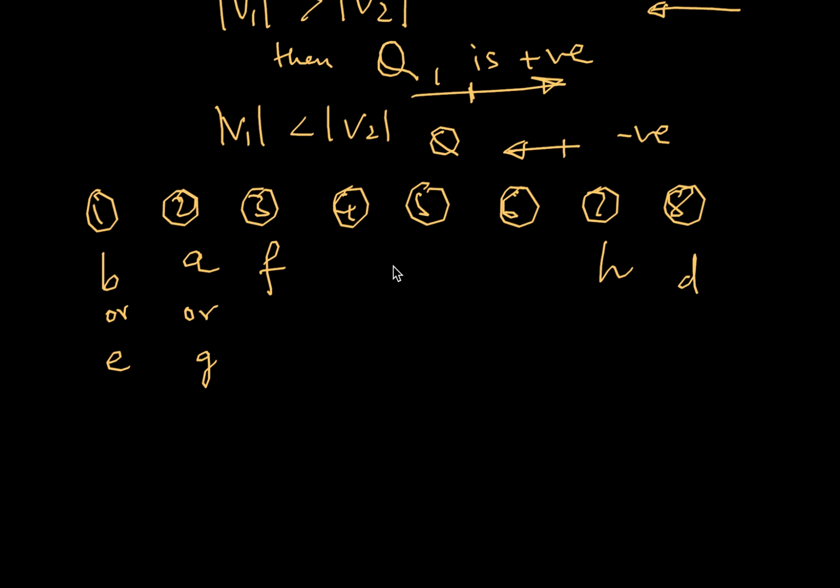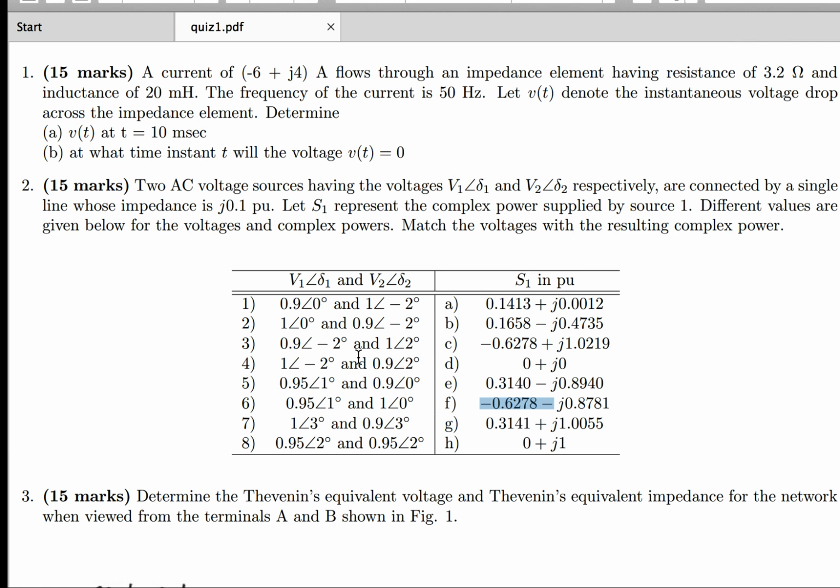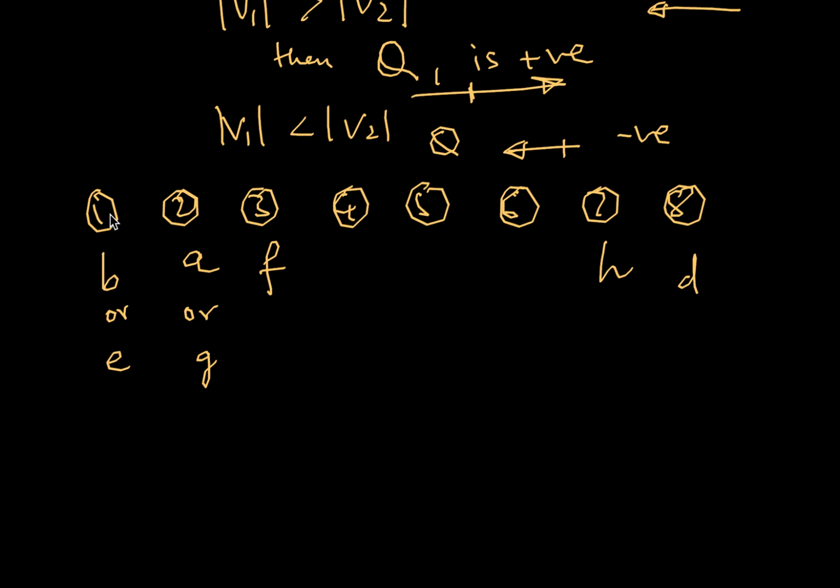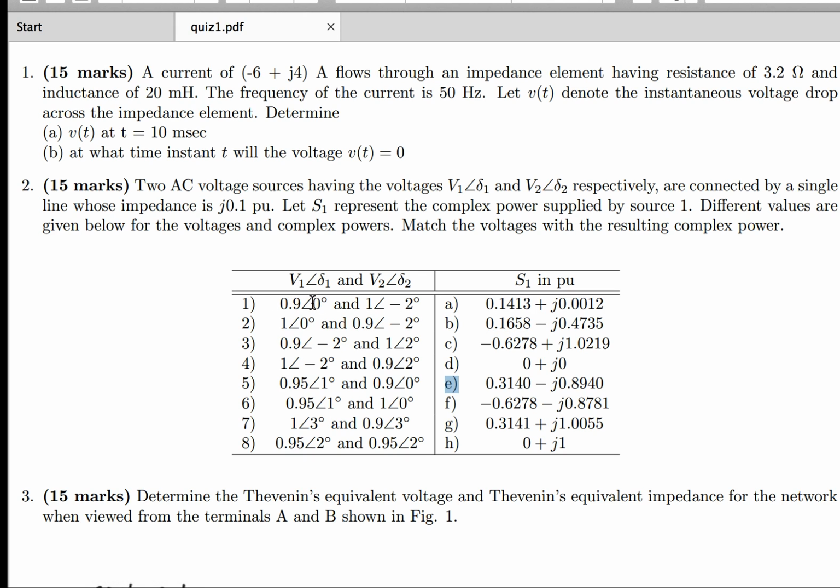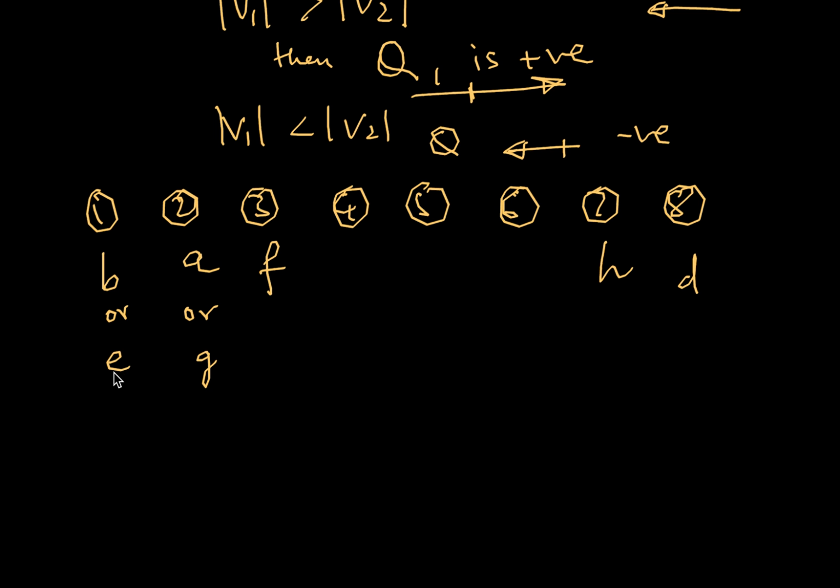So 3 is F. Now you notice one thing, the difference is 4 degrees. Minus 2 to plus 2 difference for 4 degrees, active power is about 0.6. So if the difference is only 2 degrees, the active power will be half of this. And you notice that here it is half. So answer E will match something where the angle difference is only 2 degrees. And again you notice that for 1, the angle difference is 2 degrees. So E should be the answer for 1.